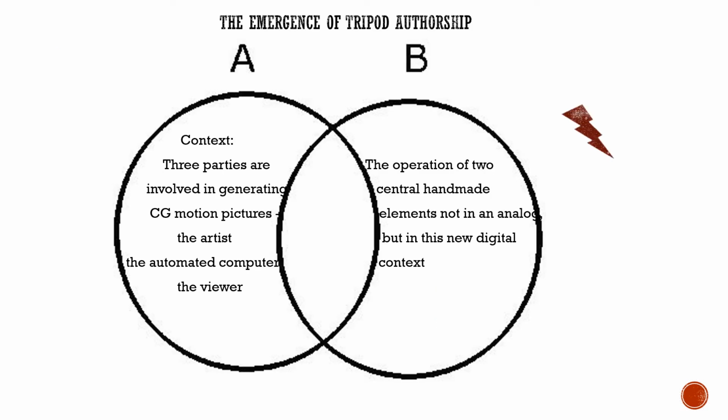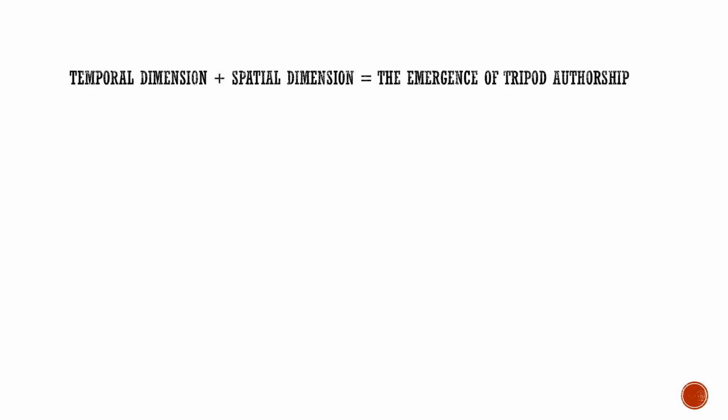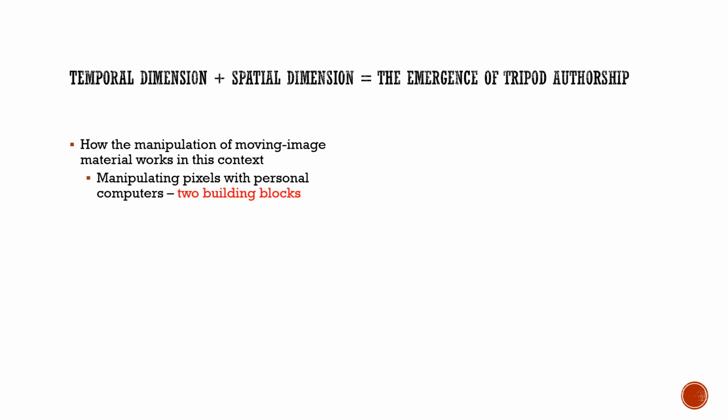And by analyzing the operation of two central handmade elements in this context, I shall finally unveil the three building blocks of tripod authorship. First of all, let's focus on the manipulation of moving image material, which gives rise to two building blocks. The first building block is the openness of CG motion picture.